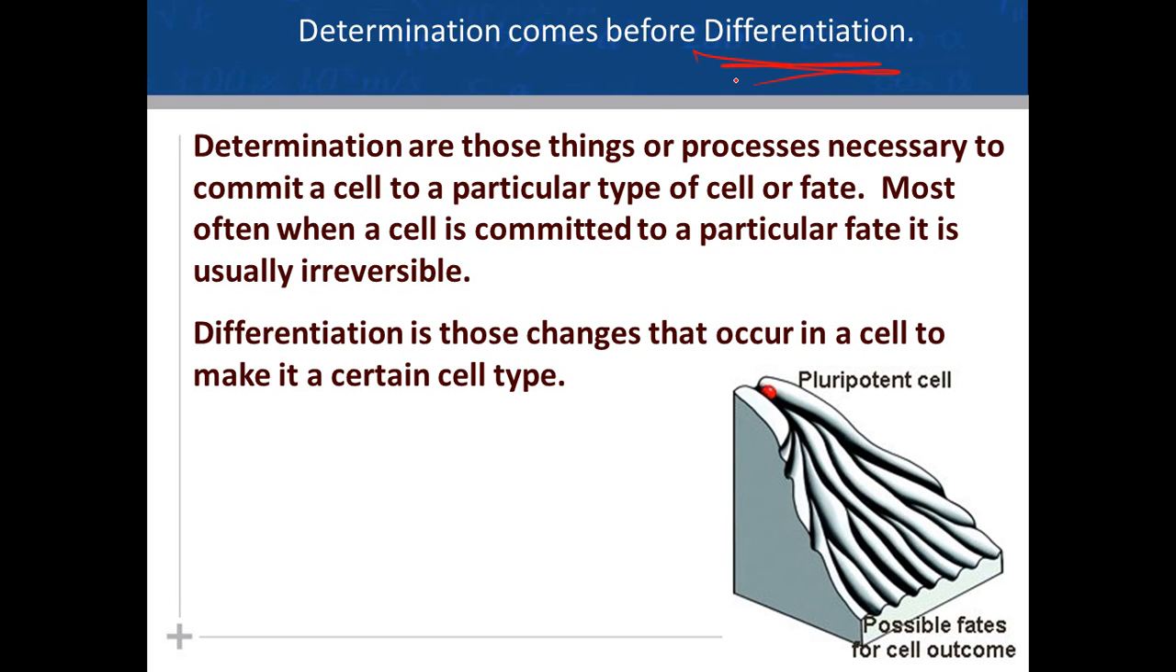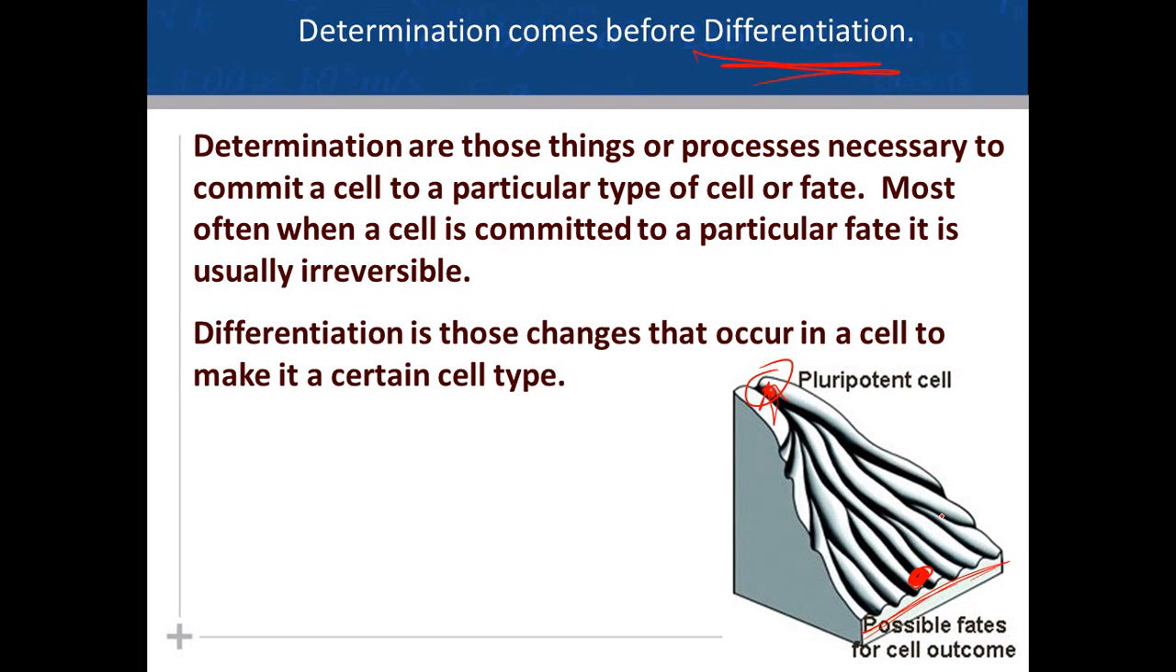So let's look at this cute little diagram here in which we have a cell that is what we call pluripotent. Now, a cell that is pluripotent has the potential to make any kind of cell. And so down here, this represents the different possible outcomes. Now, as time goes on, different things are going to happen inside that cell. So at the end, that cell is committed to a particular fate, and once that happens, it cannot be reversed.